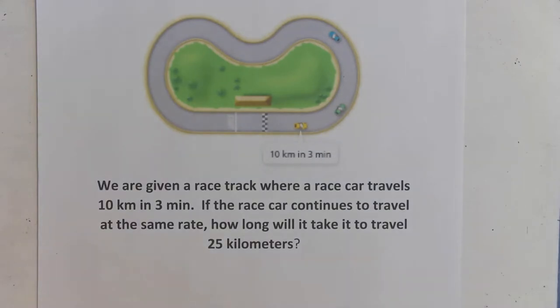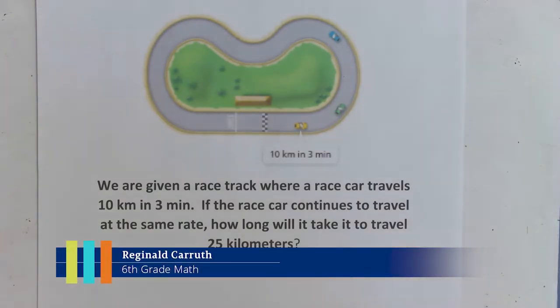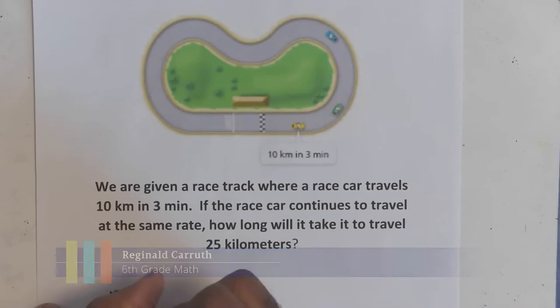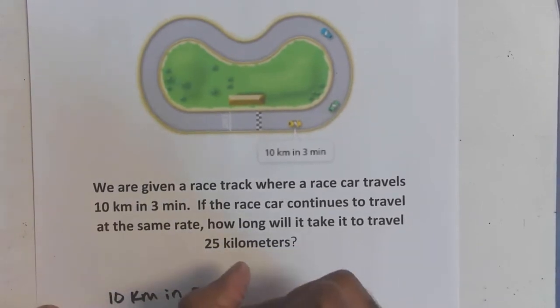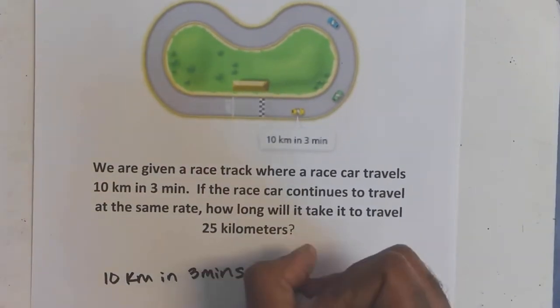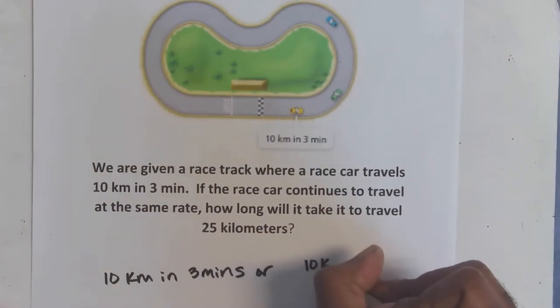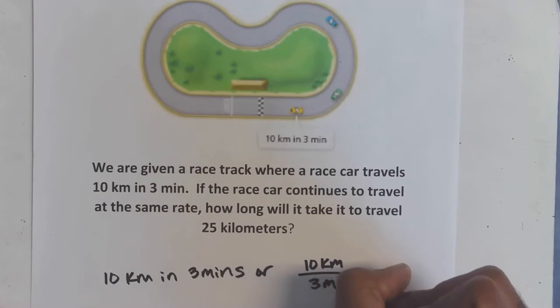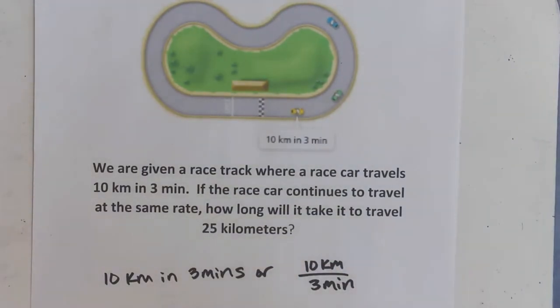We're given a racetrack where a race car travels 10 kilometers in 3 minutes. If the race car continues to travel at the same rate, how long will it take it to travel 25 kilometers? So, what is our rate in this problem? That's right. Our rate for this problem is 10 kilometers in 3 minutes. Or I can write this as 10 kilometers over 3 minutes.